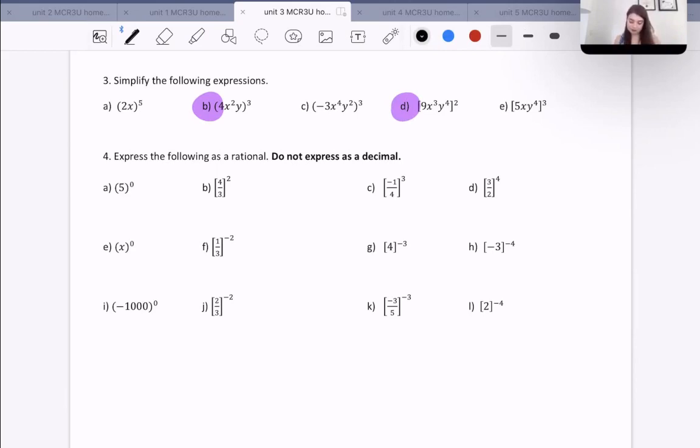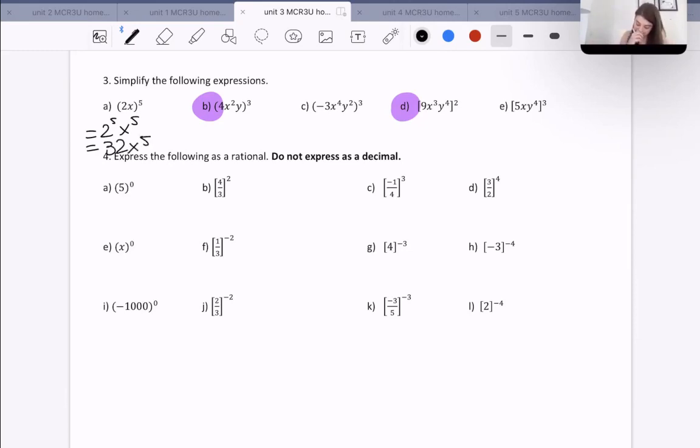Okay, so 2x to the power of 5. It may seem obvious it's x to the 5. That's true. But we also need to take 2 to the exponent 5. So this is the same thing as 2 to the exponent 5, x to the exponent 5, and 2 to the 5th power is, I believe, 32. Let me just check that. 4 times 4, 16. Yes, 32. So it's 32x to the 5.